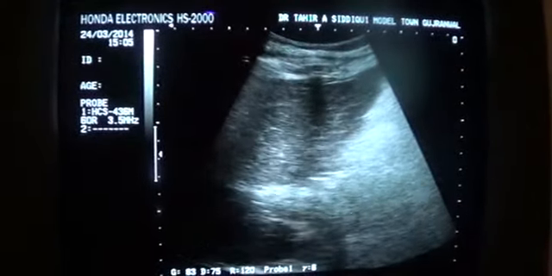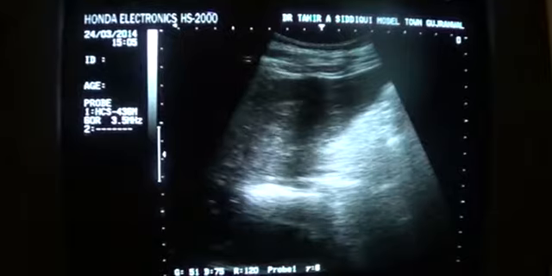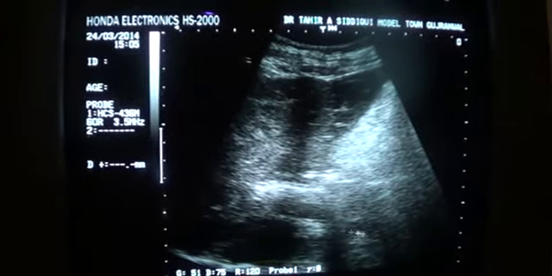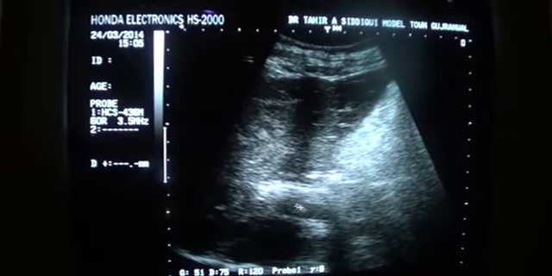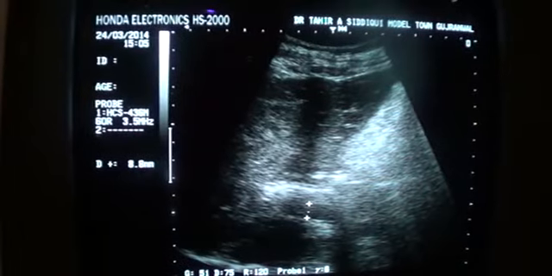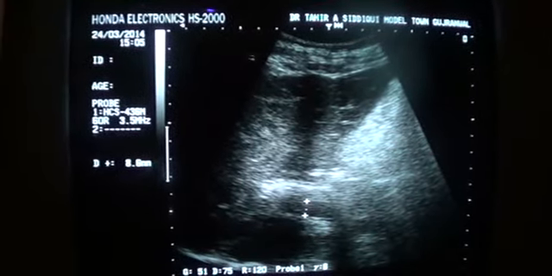This is the portal vein. Now this is the portal vein, this one, at the porta hepatis and then intrahepatic region. It measures 8.6 millimeters and is patent.